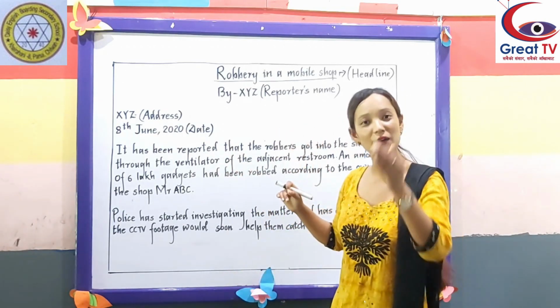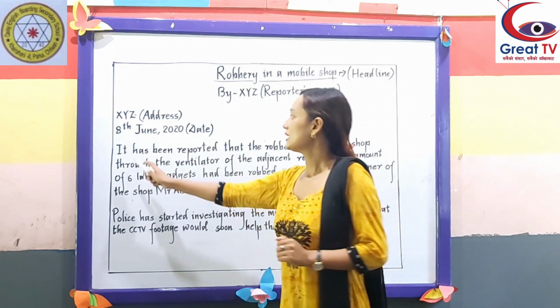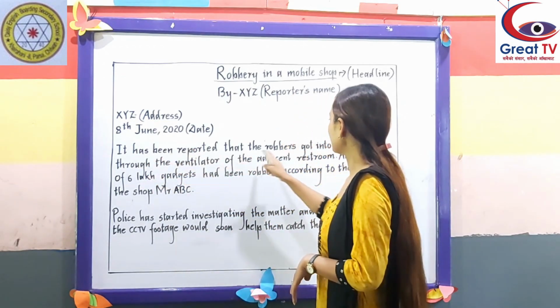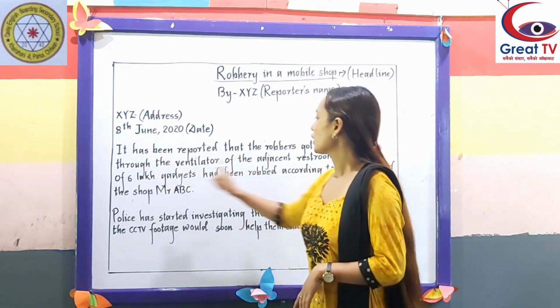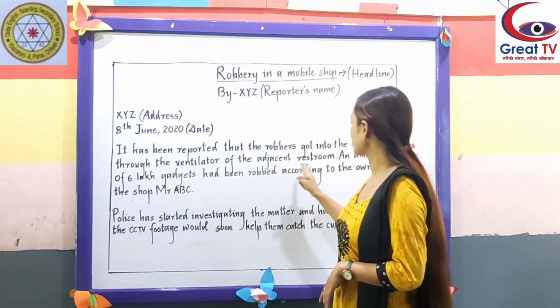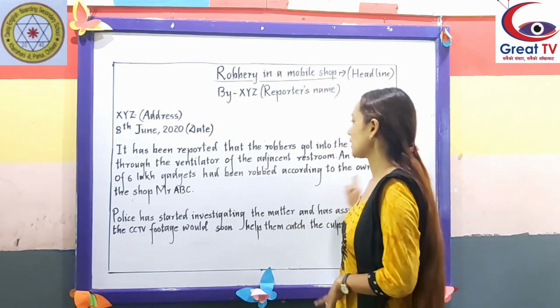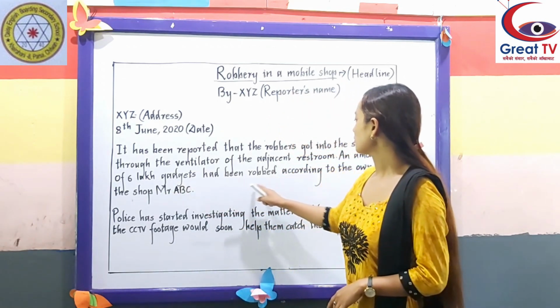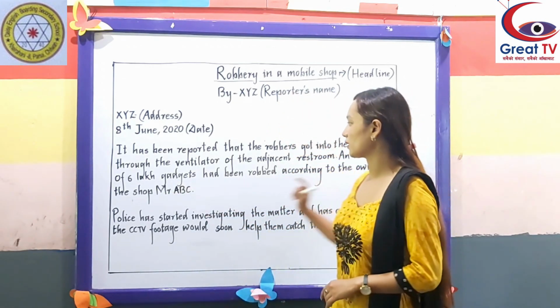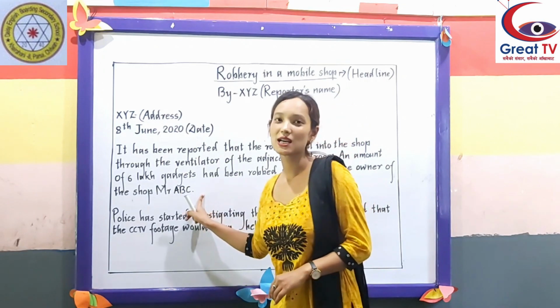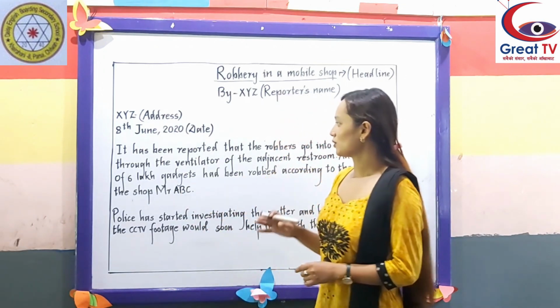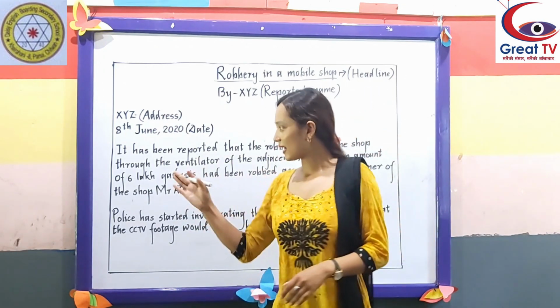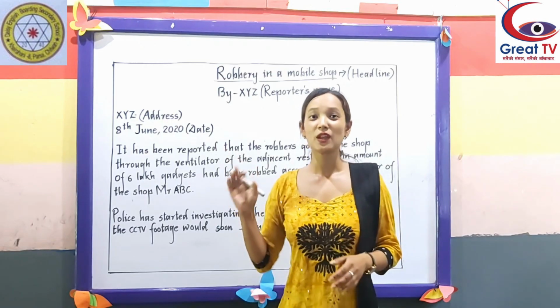Let me read out the paragraph once for you. It has been reported that the robbers got into the shop through the ventilator of the adjacent restroom. An amount of 6 lakh worth of gadgets had been robbed, according to the owner of the shop, Mr. ABC.